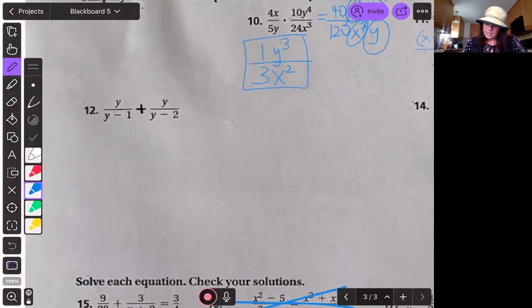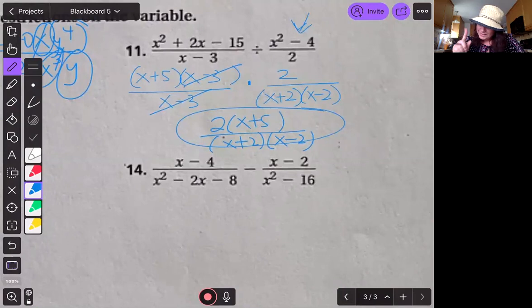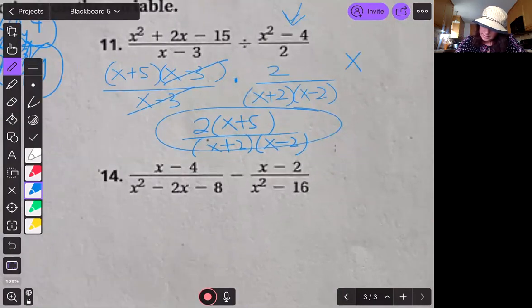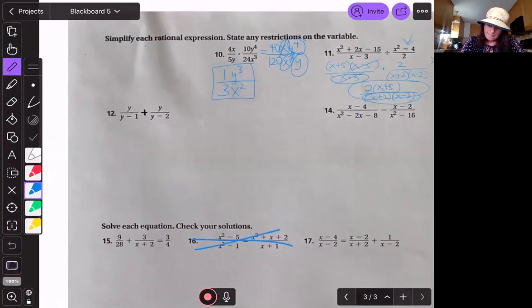All right, number 12. Now for 12 and 14, I didn't state the restrictions. This one over here, x cannot equal 3, negative 2, or positive 2. Anything that was ever in the denominator, you can't have an x that goes in to make that 0. So those would be it.